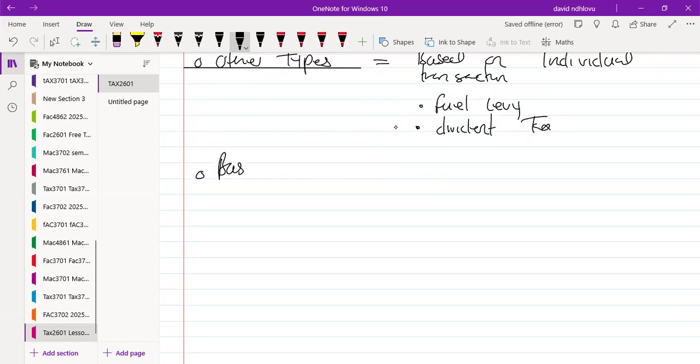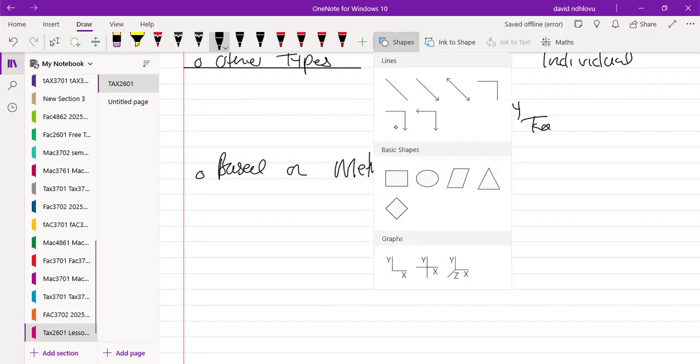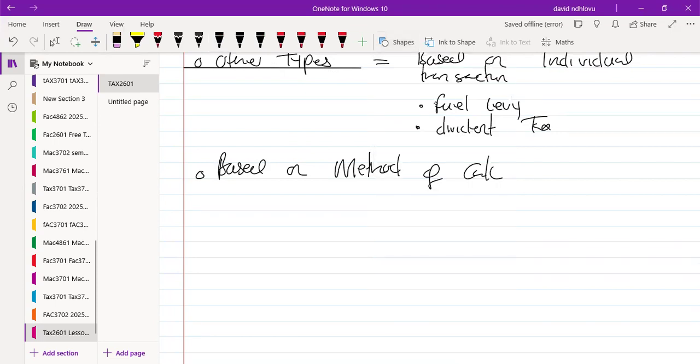Based on method of calculation. Right. So when we say classification, we are saying in which ways do we describe taxation or do we group taxes?